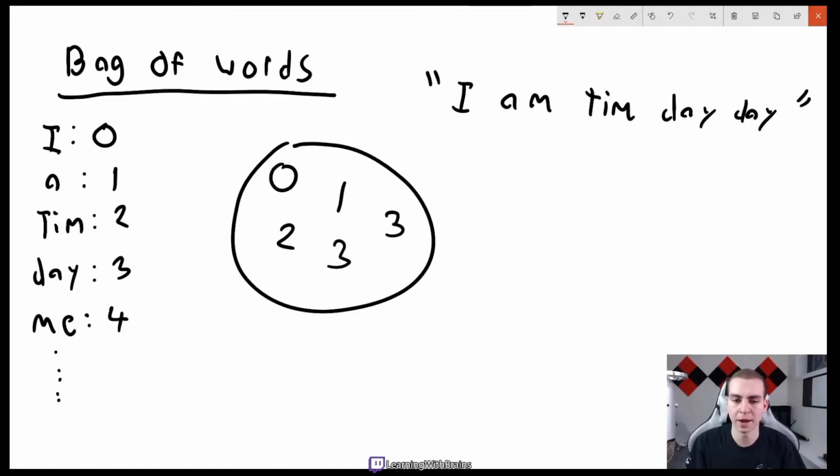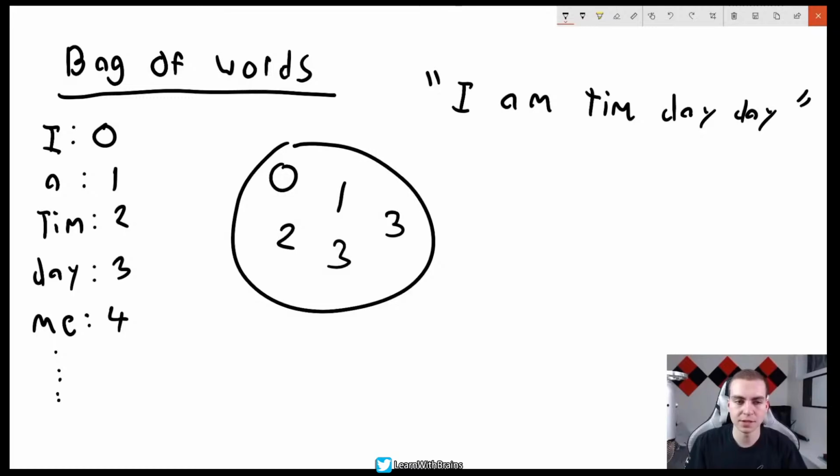We just throw them into a bag. If this is our bag right here that I'm pointing the arrow to, we'll throw in 3 as many times as the word "day" appears, we'll throw in 1 as many times as the word "am" appears, and so on and so forth. Then we'll feed this bag to our neural network in some form, depending on the network that we're using, and it will look at all these different numbers, which means these words are present, and try to do something with it.